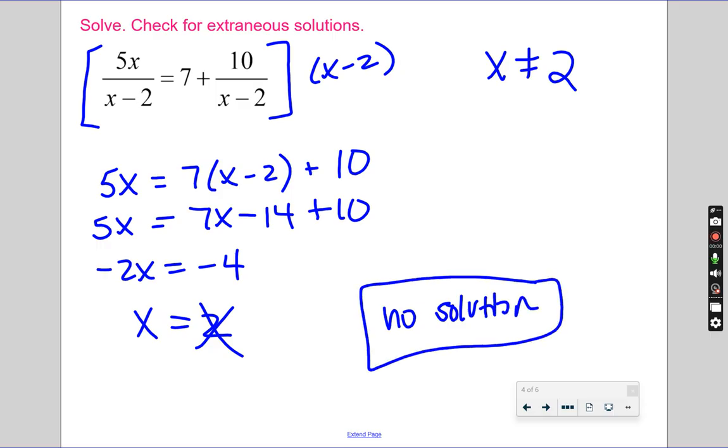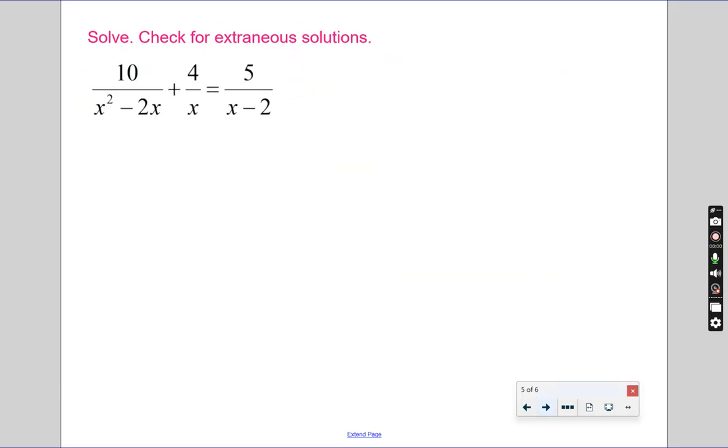So sometimes you may get 2 answers and then one of them works and one of them doesn't. So that would just be your one answer. Sometimes maybe both of them won't work, or you had one answer and that one didn't work. You can have any combination of numbers of answers. 0, 1, 2, 3.